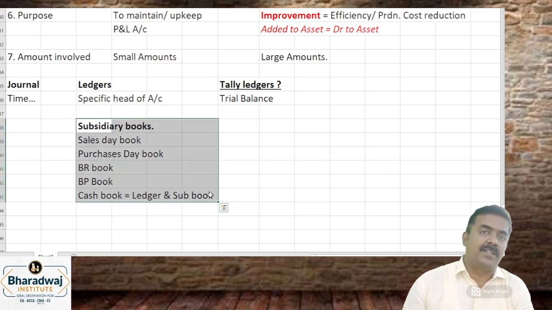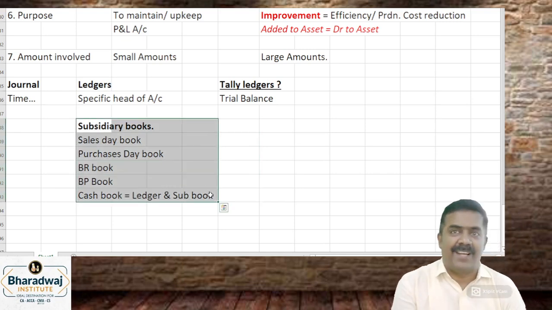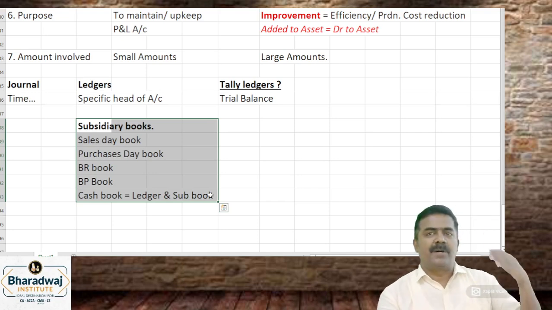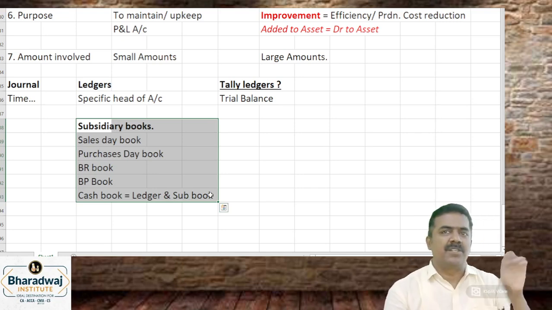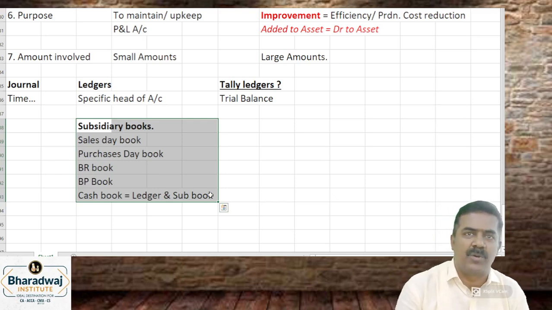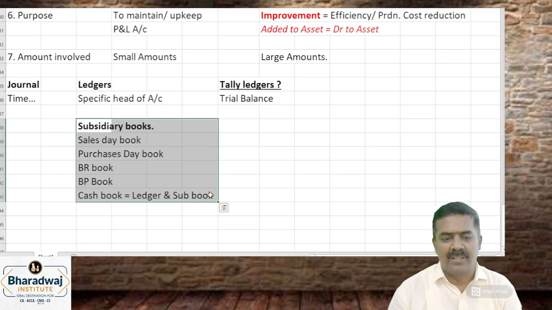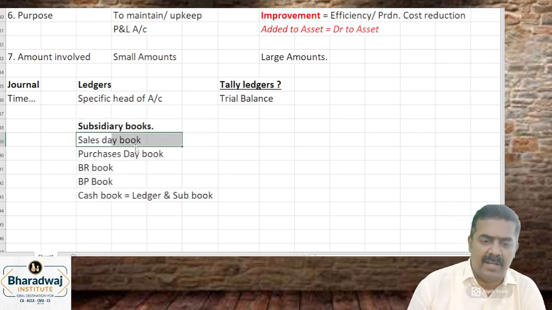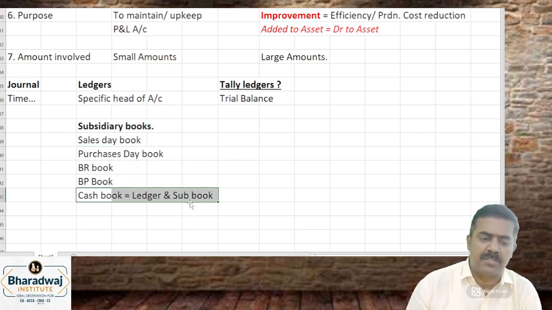What is that? Why should you use subsidiary book? It will save your time. It will save accounting time. Instead of passing 500, 600 entries, you can pass one entry and close for 1 month. Okay. So normally these subsidiary books are maintained: sales book, purchase book, bills receivable book, bills payable book, cash book is maintained.